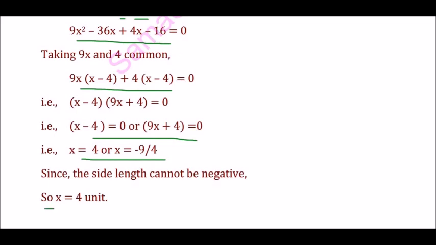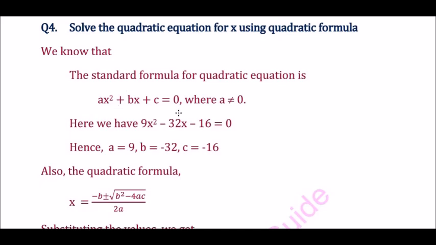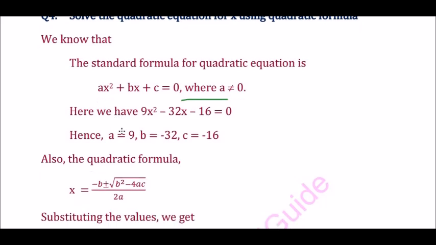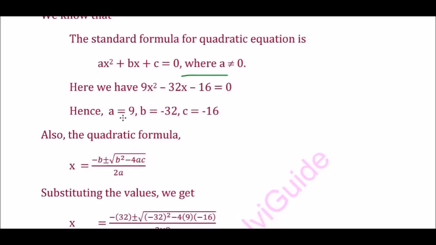Solve the quadratic equation for x using quadratic formula. We know that the standard form of the quadratic equation is ax square plus bx plus c is equal to 0, where a is not equal to 0. Here we have 9x square minus 32x minus 16 is equal to 0. Hence a is equal to 9, b is equal to minus 32 and c is equal to minus 16. And also we know that the quadratic formula is x is equal to minus b plus or minus the square root of b square minus 4ac, the whole divided by 2a.